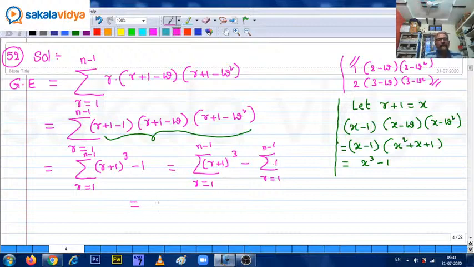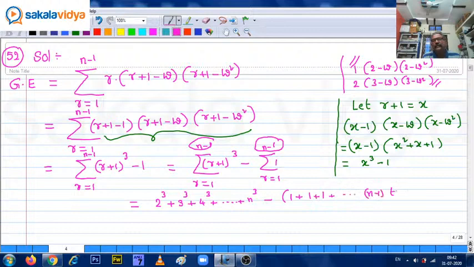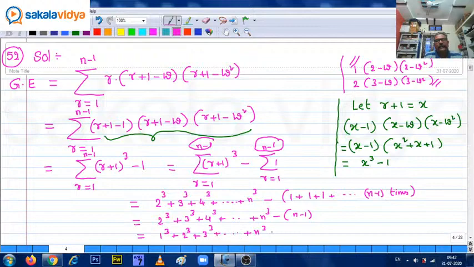So r plus 1 whole cube means put r is equal to 1: 1 plus 1, 2 cube. Sigma means summation, plus you will get 2 plus 1, 3 cube, 4 cube, and so on. If you put n minus 1 plus 1, that will be n cube. Minus sigma 1: 1 is added for how many times? n minus 1 times. That means 1 plus 1 plus 1 and so on, n minus 1 times. So we get 2 cube plus 3 cube plus 4 cube and so on plus n cube. 1 multiplied by n minus 1 times is minus of n minus 1. Minus into minus is plus, so we can write 1 cube, 2 cube, 3 cube, and so on plus n cube minus n.